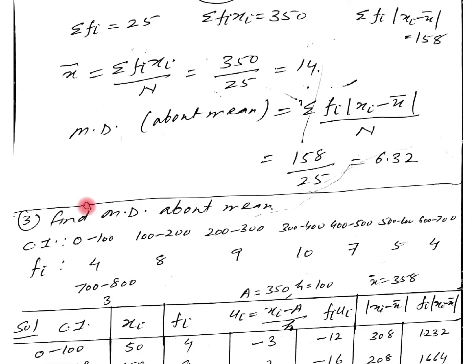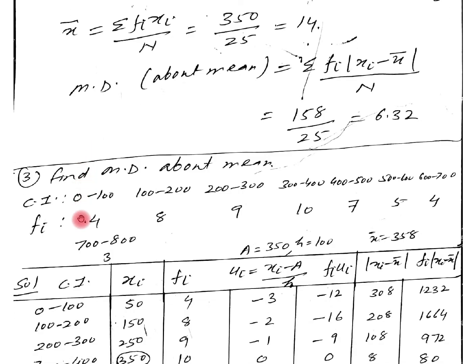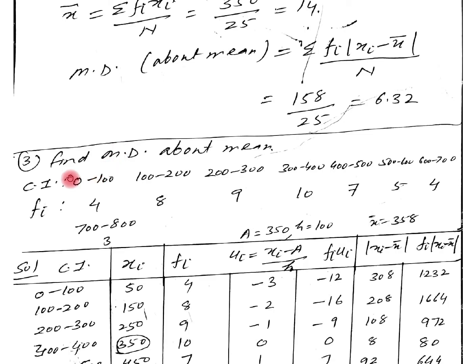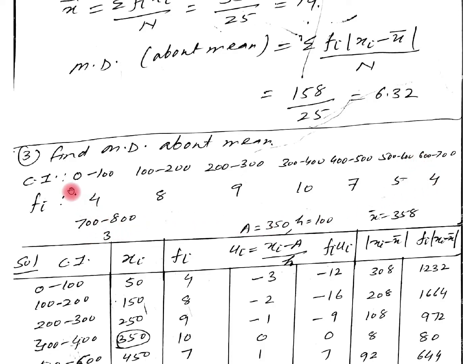Let us see a similar question. Find the mean deviation about mean. Now in the previous question, data was given in the form of grouped data, but not in the form of intervals. Now here the data is given in class intervals like this.